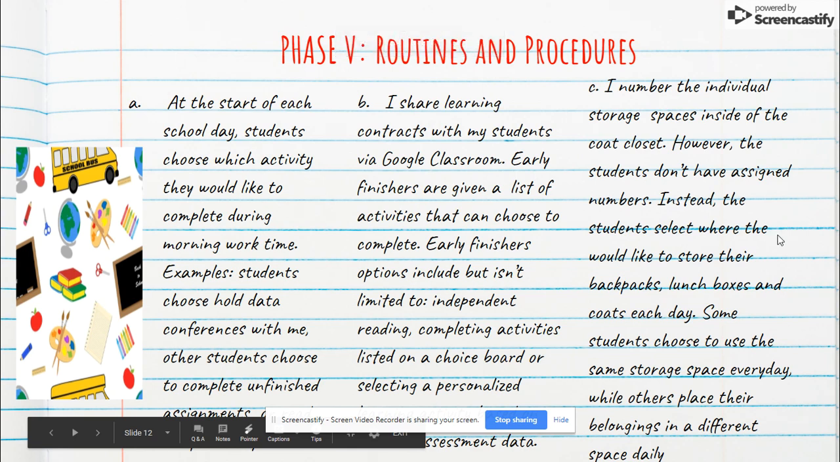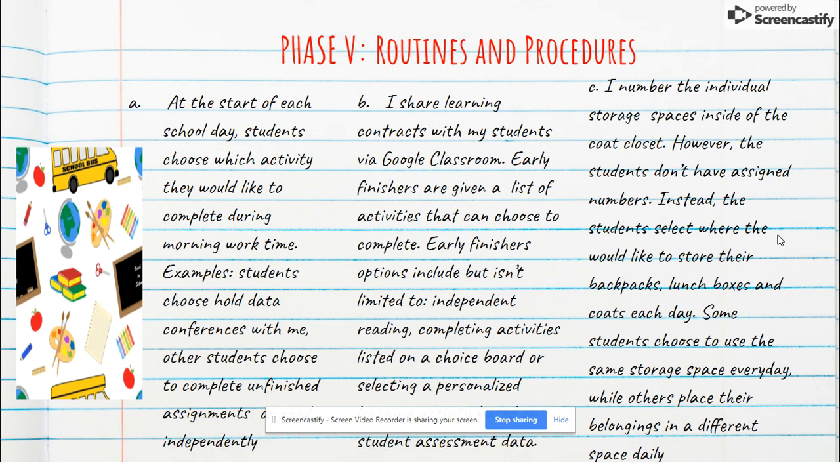So on to phase 5, routines and procedures. At the start of each school day, when my students come in, they have a choice of what they would like to do during their morning work. Examples could include holding a data conference with me, conferencing based on reading, math, or science or social studies achievements. Students may choose to finish unfinished assignments, or they may read independently. So using Glasser's behavior theory, I give my students a lot of choice in the classroom as far as routines.